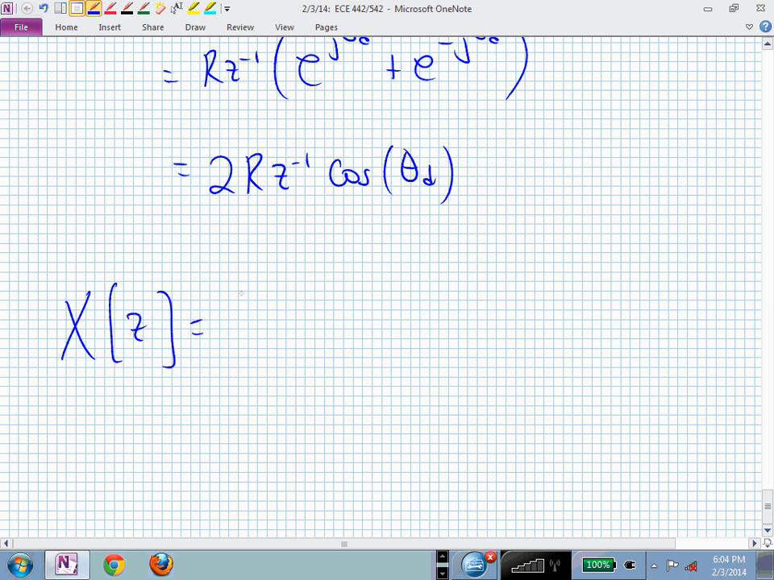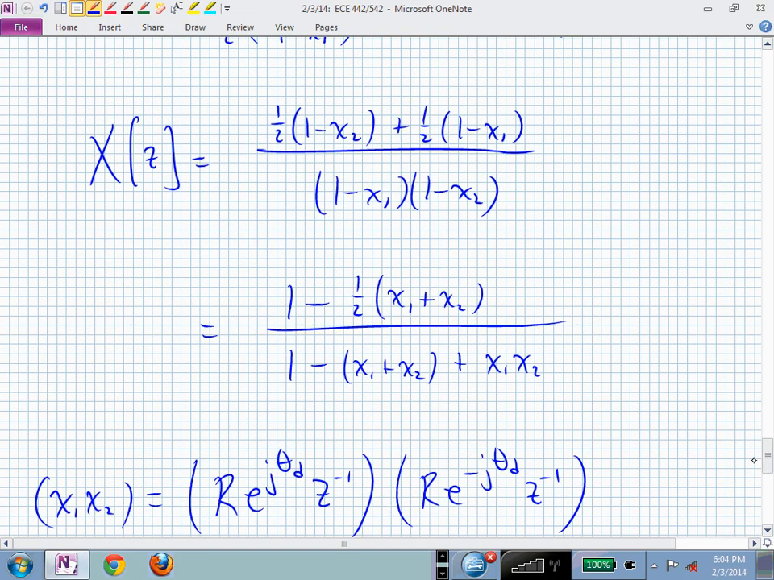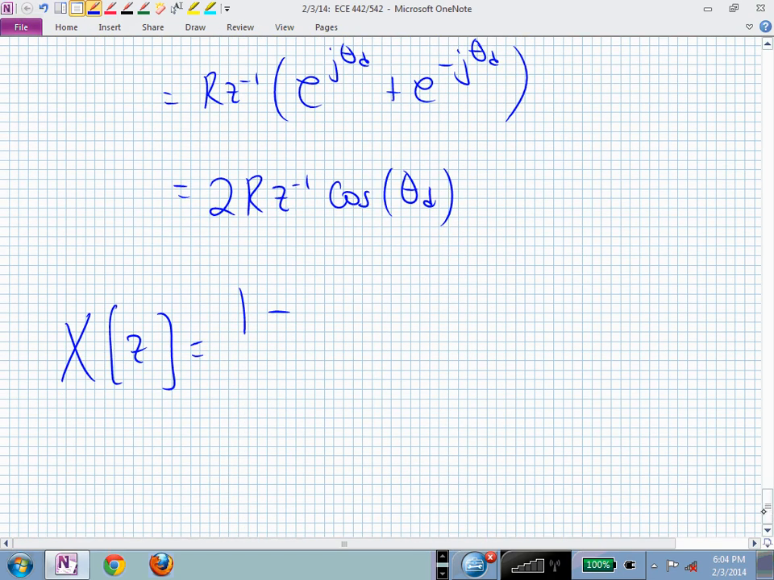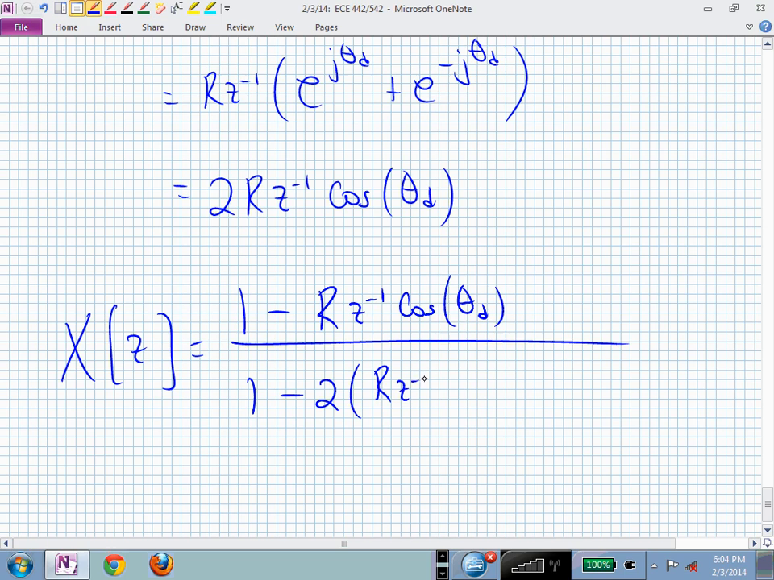X of z was 1 minus 1/2 of their sum, and we just found that their sum involved a 2, so we now have those 2's canceling. That's now our numerator, and our denominator is 1 minus their sum, plus their product, x sub 1 and x sub 2.